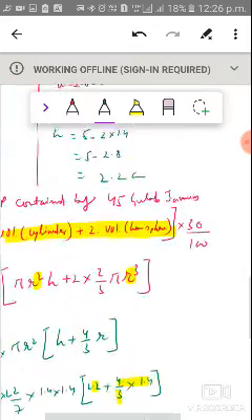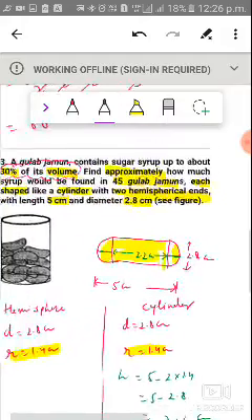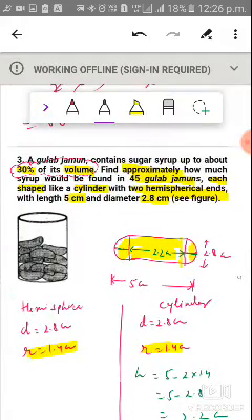So what the question was asking: approximately how much syrup would be found in 45 gulab jamuns. So in 45 gulab jamuns, 338 centimeter cube of sugar syrup will be found. Okay, right?